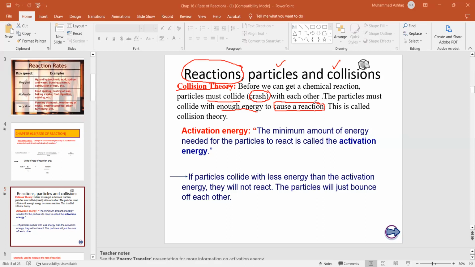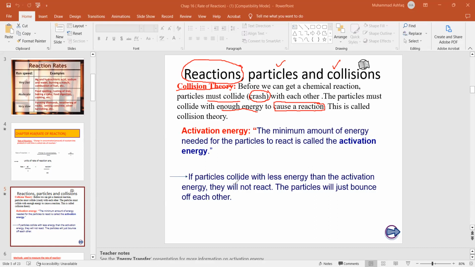And you know very well, when they collide, the collision should be effective. So what we call an effective collision can proceed towards a reaction. Otherwise, the reactants may stay in their place. You can say that for hundreds of years or millions of years, if there is no collision, no reaction will happen.